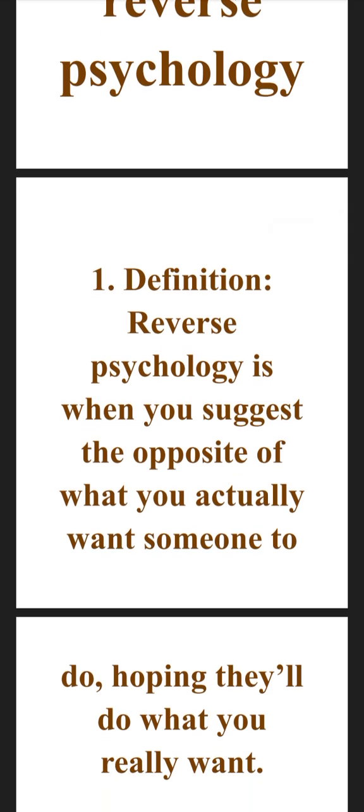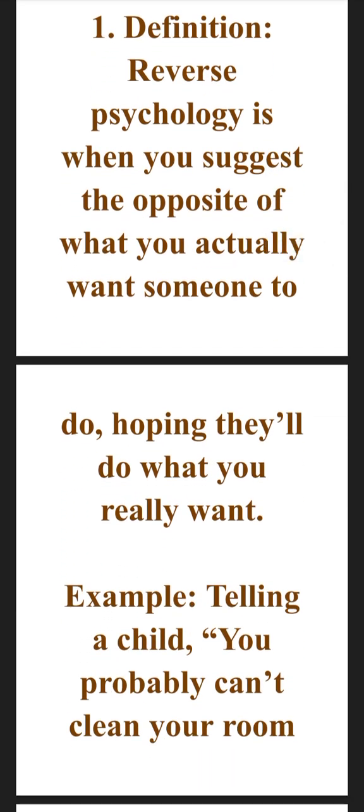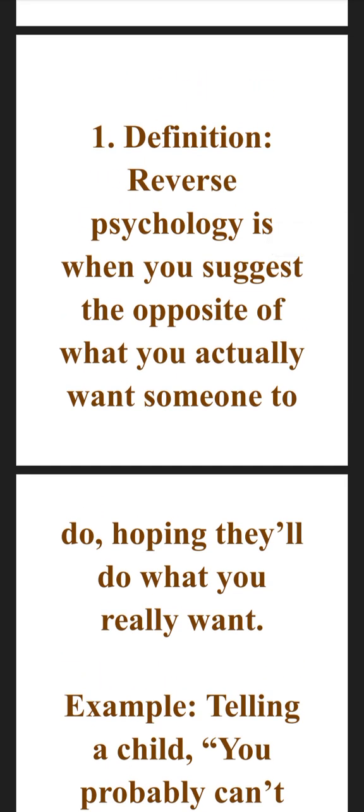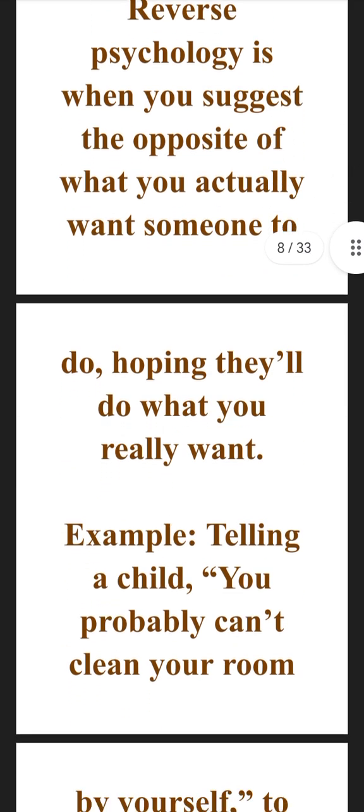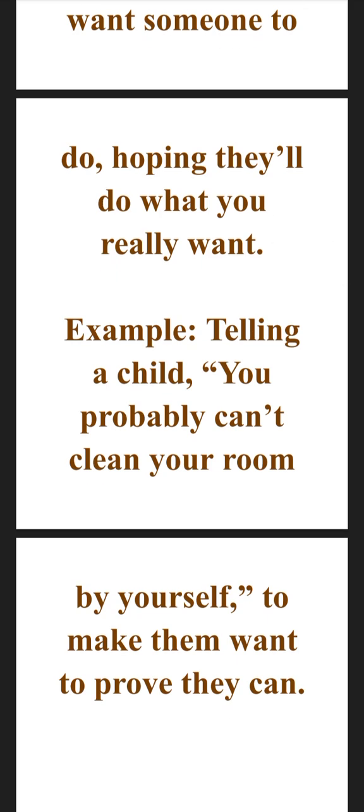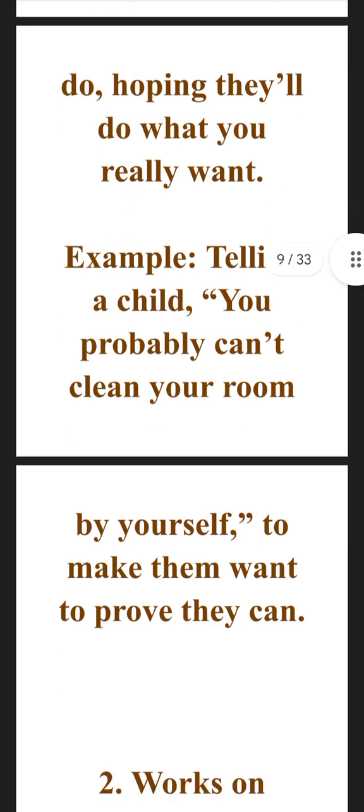First, definition. Reverse psychology is when you suggest the opposite of what you actually want someone to do, hoping they'll do what you really want. What you really want, you tell them to do the opposite, and because of rebellion, or to prove themselves, they'll do against you. For example, telling a child, you probably can't clean your room by yourself, to make them want to prove they can.